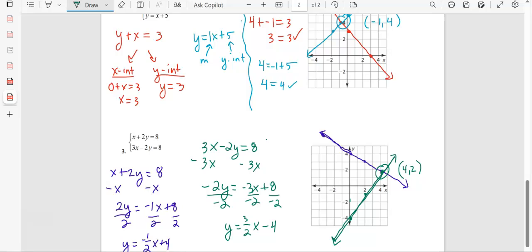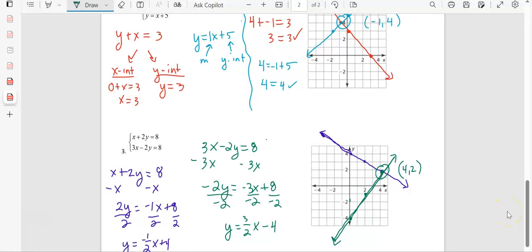Again, I don't have a whole lot of space left here. If I were to think about this, is 4 plus 2 times 2 equal to 8? Yep, 4 plus 4 is 8. Is 3 times 4 is 12, minus 2 times 2 is 4, so it's 12 minus 4, 8. Yes, it is. So as we can see, it's nice to solve something by graphing because we have a very clear visual of what's happening to the two equations and where they intersect.